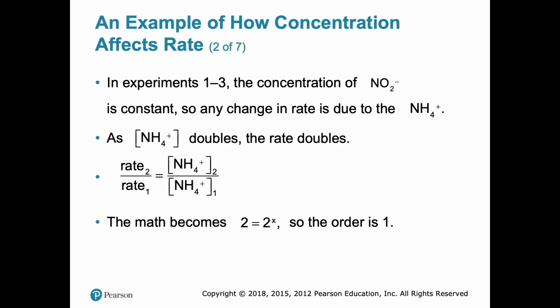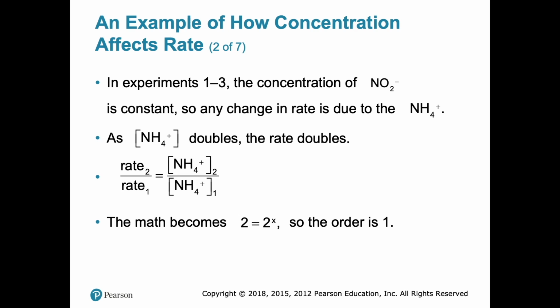Which equals the concentration of ammonia in reaction 1 divided by the concentration in reaction 1. I'm sorry, that's reaction 2. Let me say that one more time. Rate of reaction 2 over rate in reaction 1 equals concentration of ammonia in reaction 2 over the concentration in reaction 1. Okay, does that make sense?